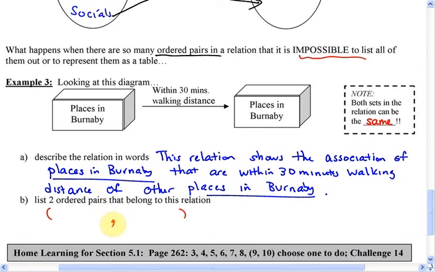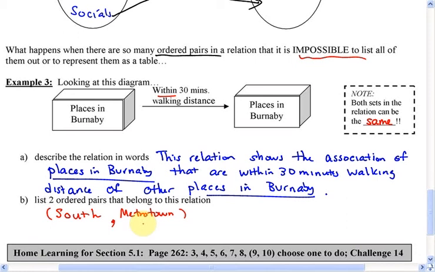All right. Give me some examples, please. Two places in Burnaby that are within 30 minutes walking distance. How about our school and Metrotown? Sure. So I'll say this. South. Yeah, well, within means less than, right? Doesn't have to be exactly 30 minutes. Okay, so South and Metrotown. Good. So once again, these two places are in Burnaby and they're within walking distance in 30 minutes.